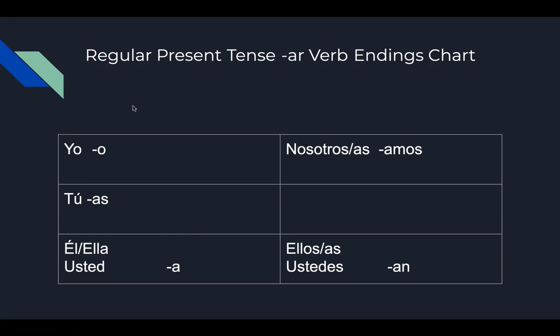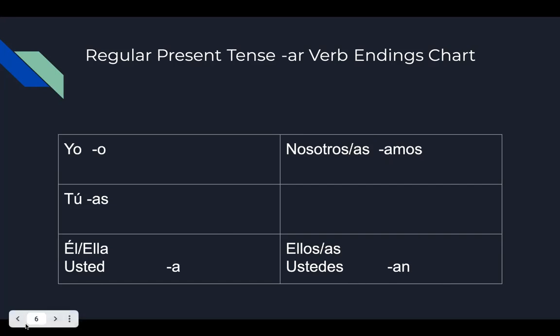And remember, we take the stem off. We take the ending off, so we're left with the stem. And these are the endings that are added on to the stem. So if it's yo, you add an O. If it's tú, you add an S. If it's él, ella, or usted, you add an A. If it's nosotros or nosotras, you add amos, A-M-O-S. And if it's ellos or ellas or ustedes, you add an A-N.